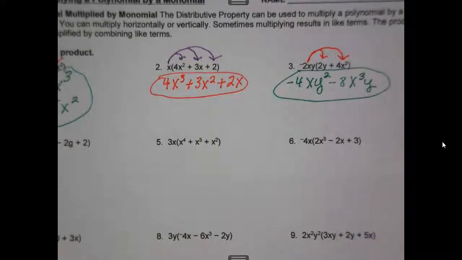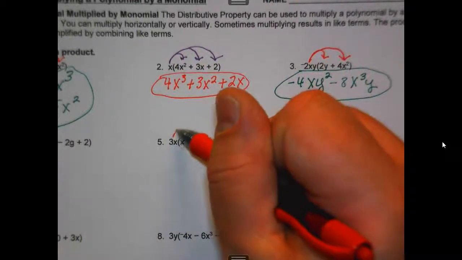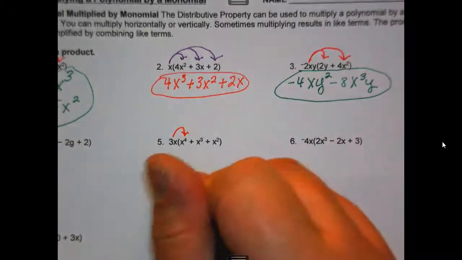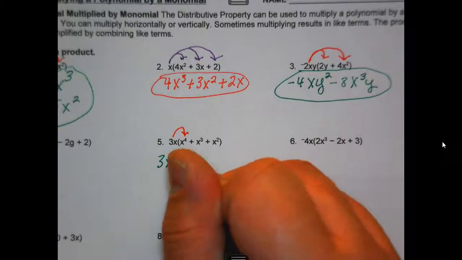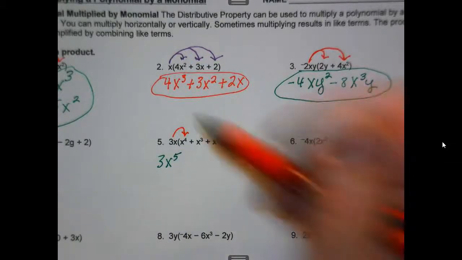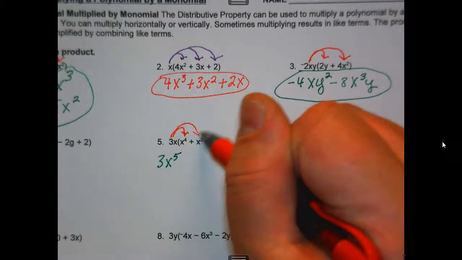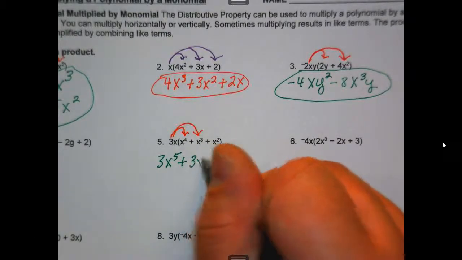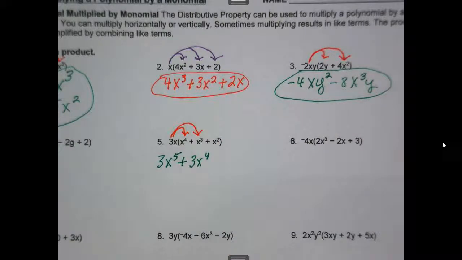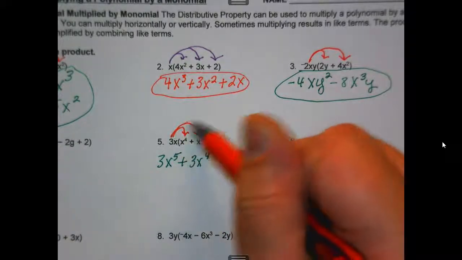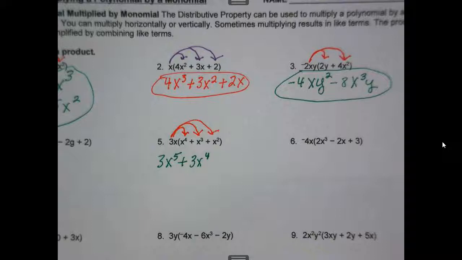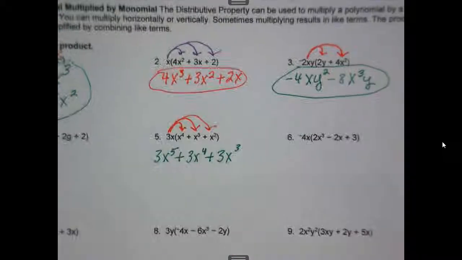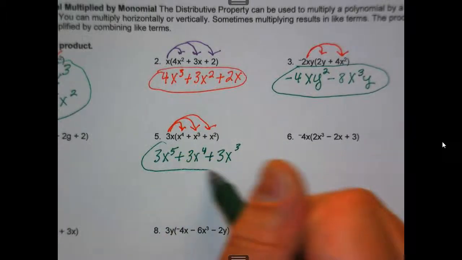Number 5, 3x times x to the fourth, 3x to the fifth, 3x times x to the third, and what's the last one going to be? Yep. You guys get the hang of this?